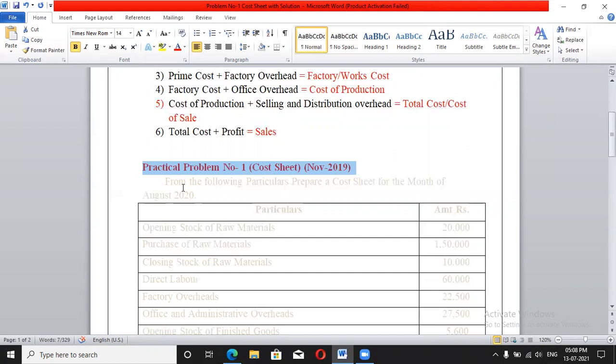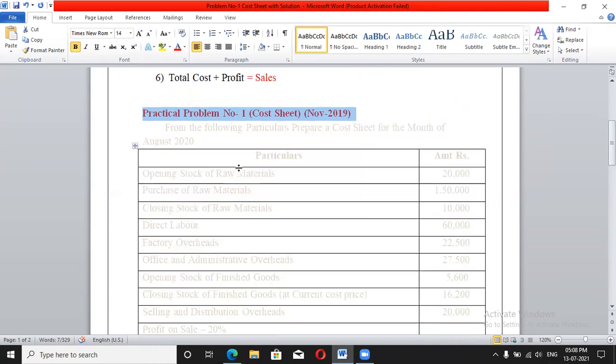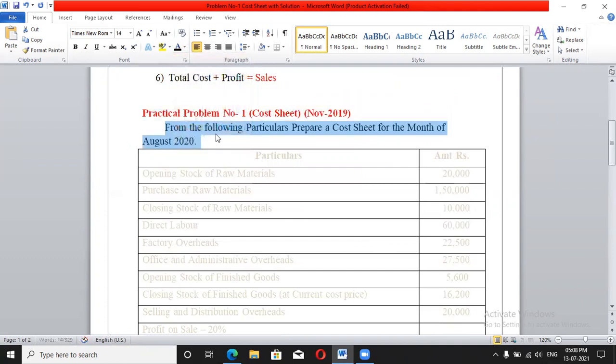Okay, this problem was asked in the Shivaji University exam in November 2019. So let's see practical problem number 1 on cost sheet. From the following particulars, prepare a cost sheet for the month of August 2020.